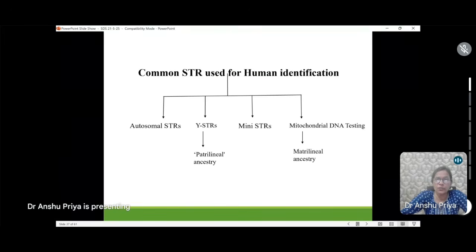Common STRs used in human identification are autosomal STR, Y-STR, mini-STR, and mitochondrial DNA testing. Most commonly used for any identification purpose is autosomal STR. But if we have to establish patrilineal ancestry, then we do Y-STR. If we have to establish matrilineal ancestry, then we do mitochondrial DNA testing, because it passes from mother to daughter. And sometimes the DNA sample is very compromised and we are not able to get the DNA profile. Then we do mini-STR, because small fragments are present.